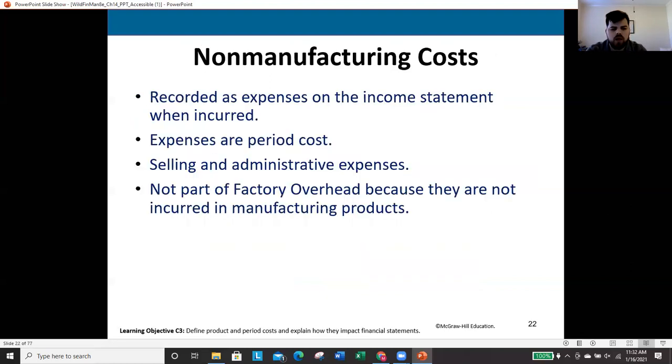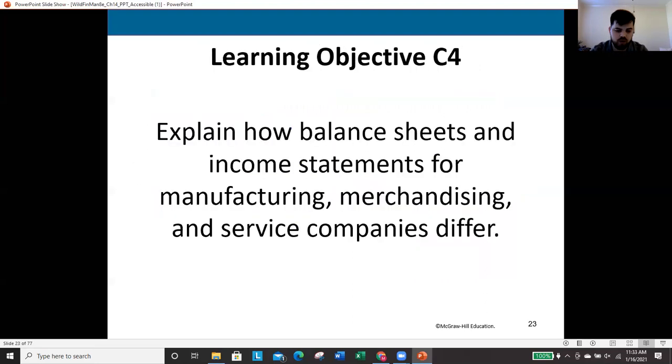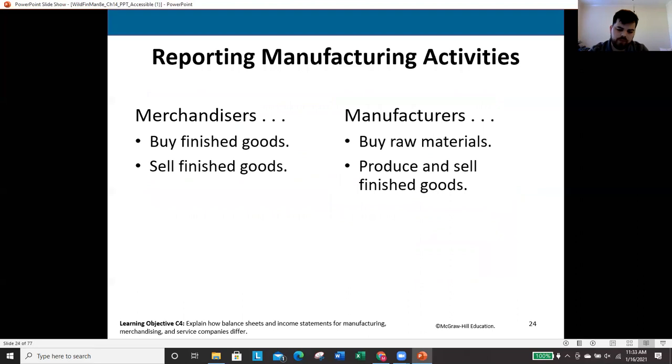Now, we've talked a lot then about our manufacturing costs or our production costs, and now we're going to talk about our non-manufacturing costs. These are simply recorded as expenses on the income statement when incurred. These are a period cost. This includes things like your selling, general, and admin expenses. And notice they are not part of factory overhead. Why? Because they are not incurred in the manufacturing of the product. Now, a couple of just broad differences here between your merchandisers and manufacturers.